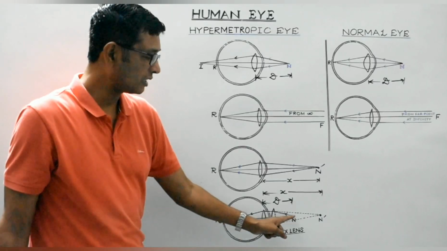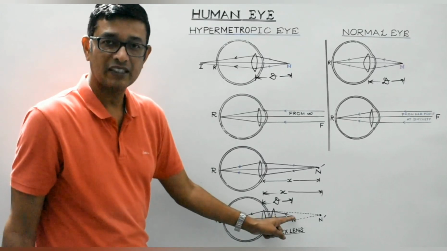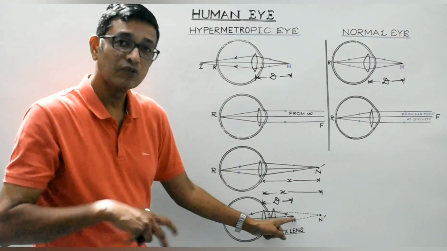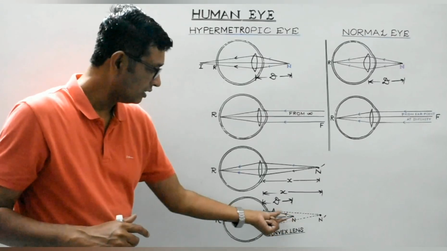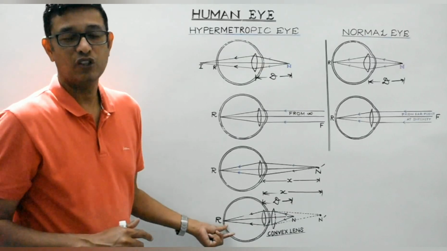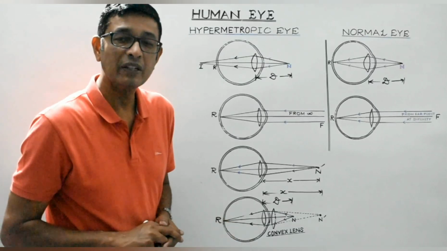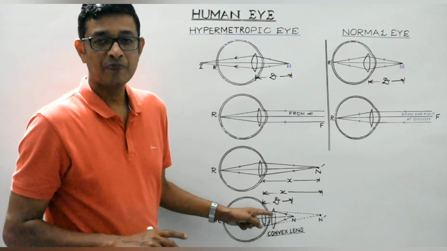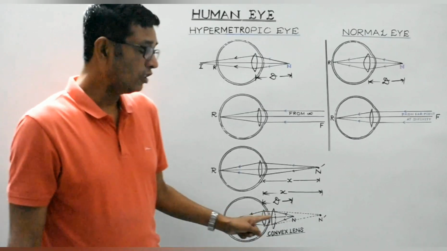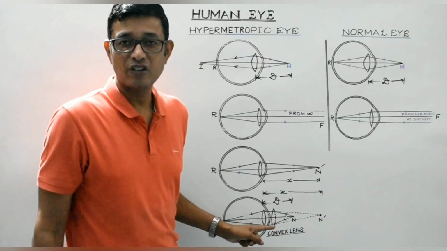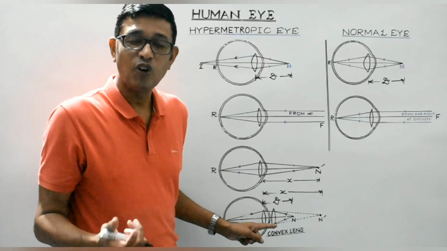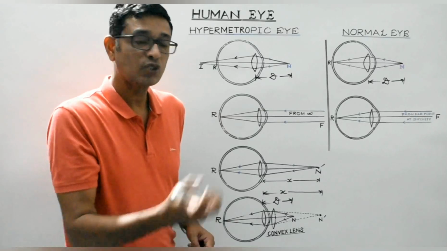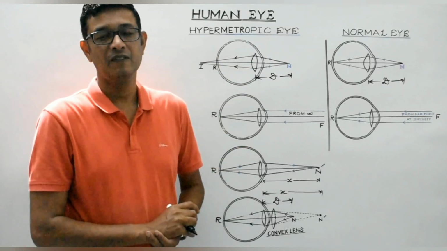Now, even if the object is placed at 25 centimeter, the least distance of distinct vision for a normal eye, the image is formed at the retina. So now his eye defect has been cured by using this converging lens, right? Now we'll try to find out the expression for the focal length or the power of the converging lens which is to be used so as to cure this hypermetropic eye.